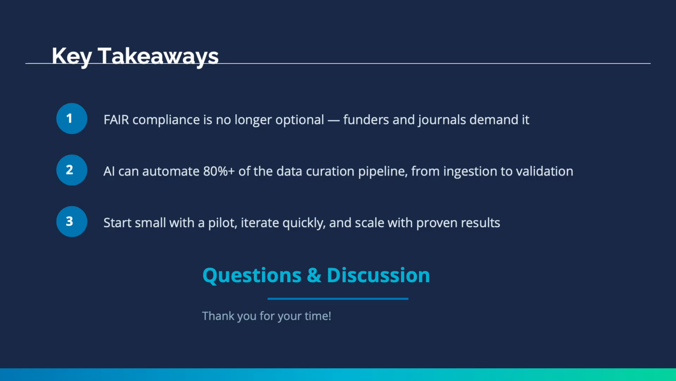Let me leave you with 3 key takeaways. Number 1, compliance with the findable, accessible, interoperable, and reusable principles is no longer optional. Funders and journals are demanding it, and this trend is only accelerating. Number 2, artificial intelligence can automate more than 80% of the data curation pipeline, from ingestion all the way through to validation. This is not science fiction.